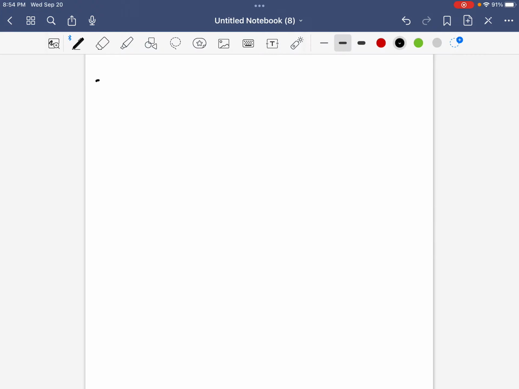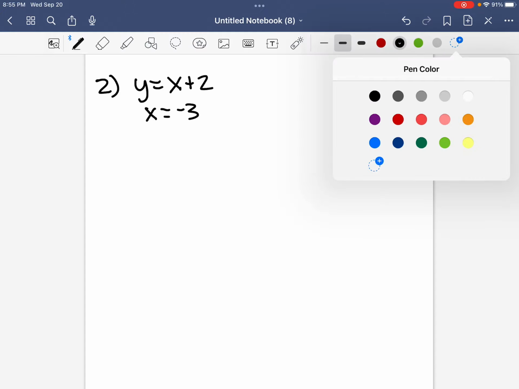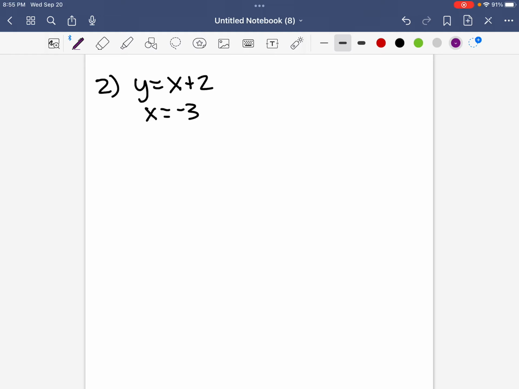Okay, number 2. y equals x plus 2 and x equals negative 3. This is a system of 2 equations, and we're going to solve it by substitution. So I have 2 equations. I can pick whichever equation I want, and I can solve for whichever variable I want. So hopefully you can see here, your best option is the bottom one, and we already know that x equals negative 3. So I can take this negative 3, and I can put it right into that equation above.